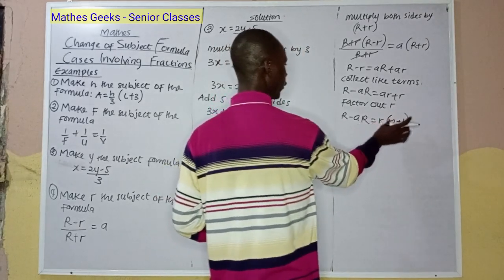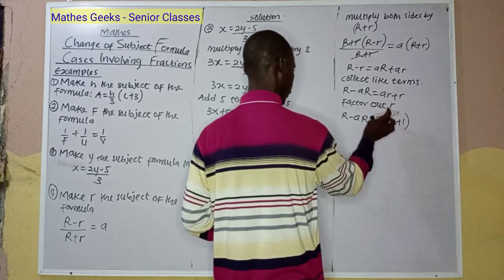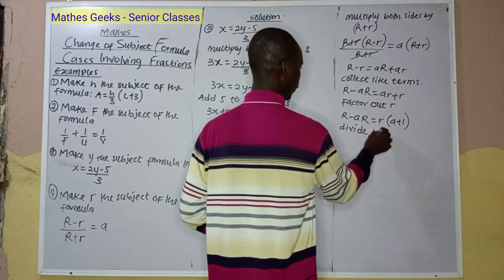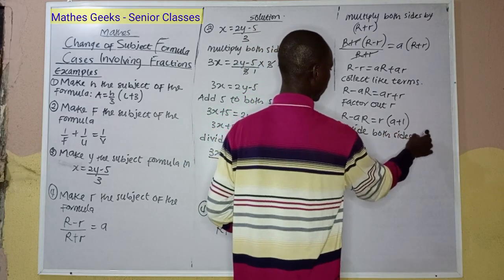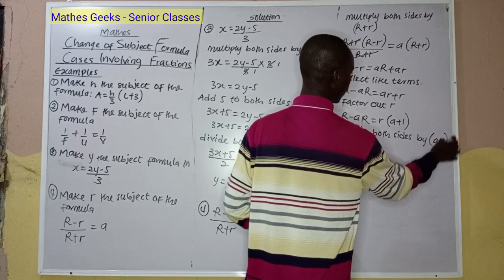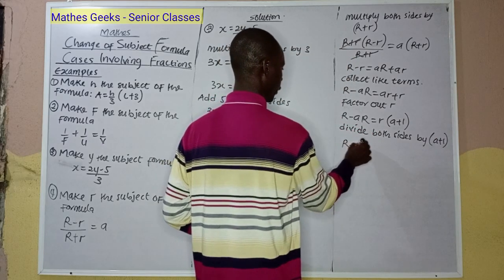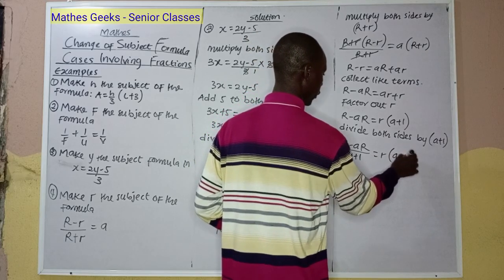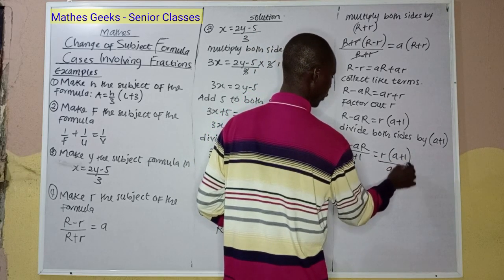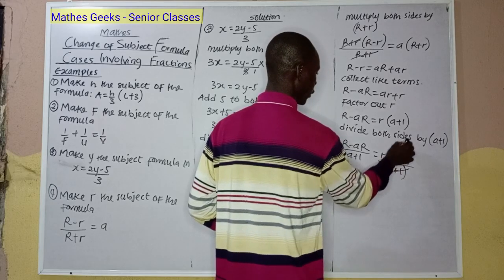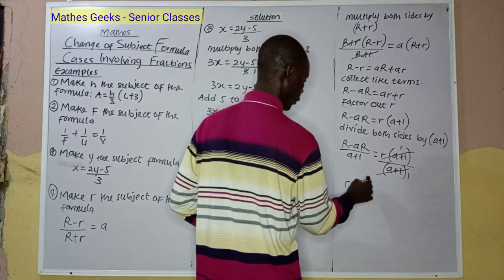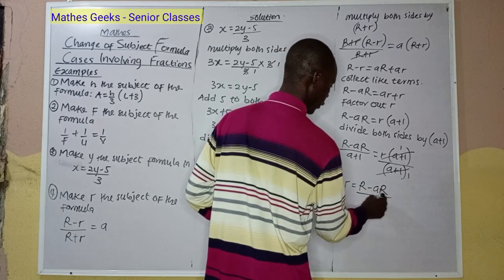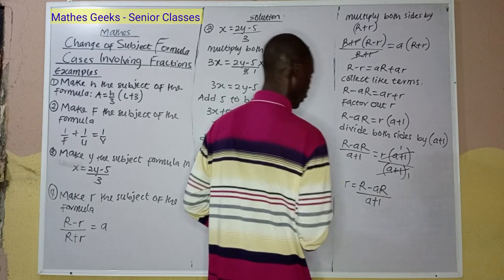Next, we want to eliminate this part because we want r to stand on its own. So we divide both sides by a plus 1. So R minus aR over a plus 1 equals r times a plus 1 over a plus 1. This will eliminate the a plus 1. Therefore, r equals R minus aR over a plus 1. So that is the answer.